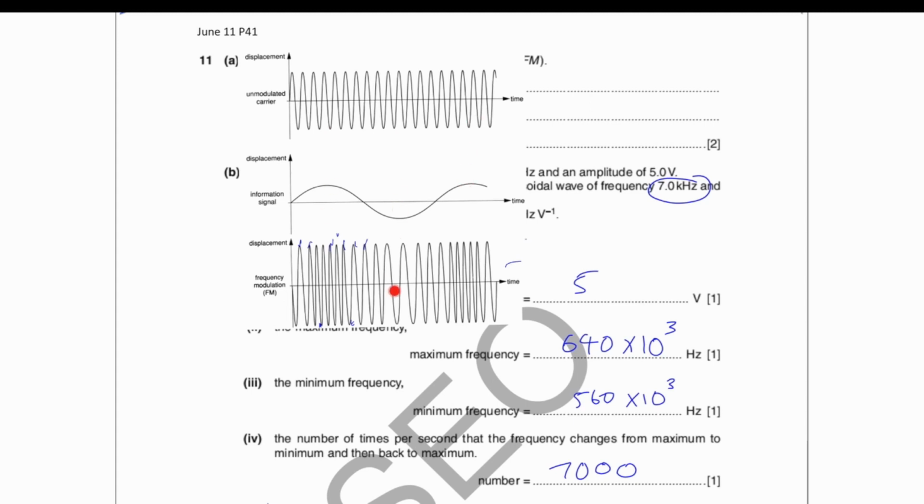So if they want the number of times in 1 second, which is the number of times for this to change to this in 1 second, it is actually the frequency of the information signal. Like in this case, if the frequency of the information signal is 7 kilohertz, then it means the information signal changes from peak to trough to peak 7,000 times in 1 second. So therefore, the frequency of the frequency modulated wave will change from highest to lowest to highest, also 7,000 times per second.